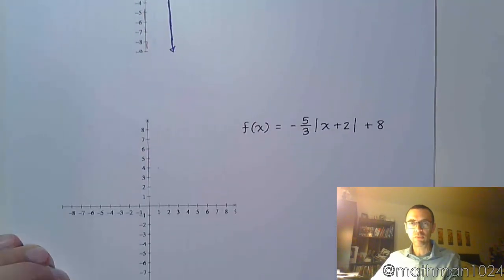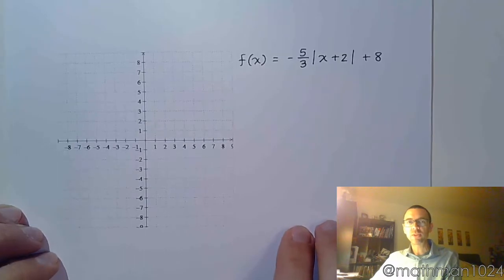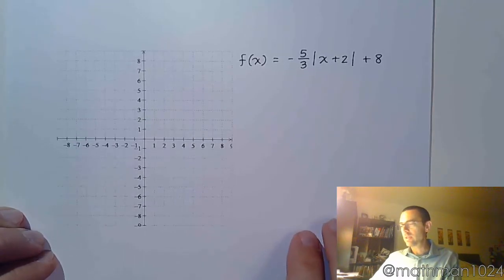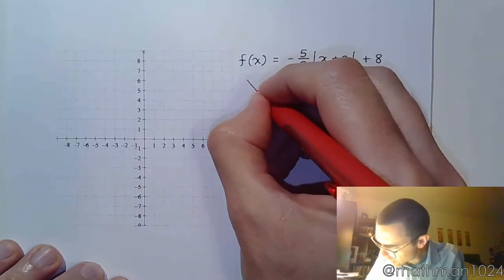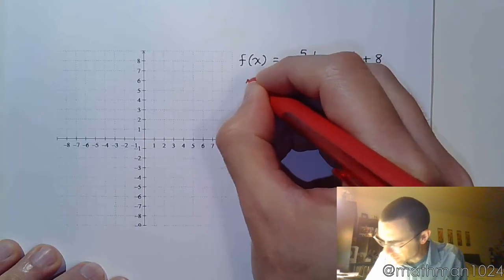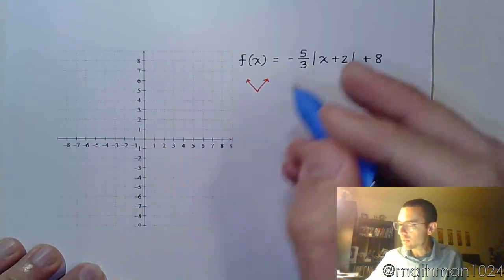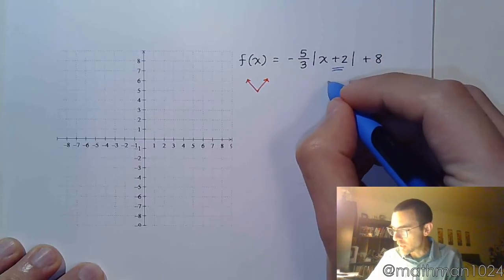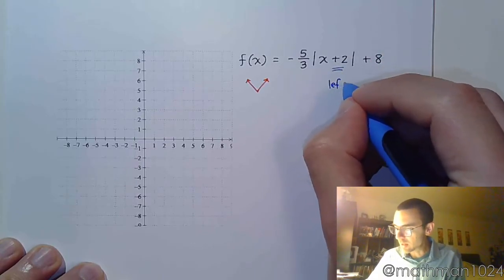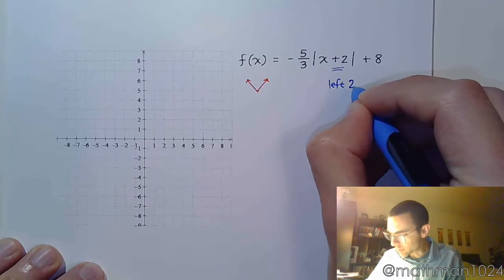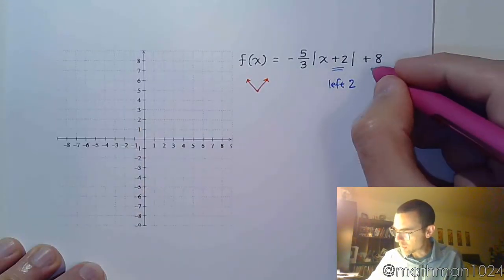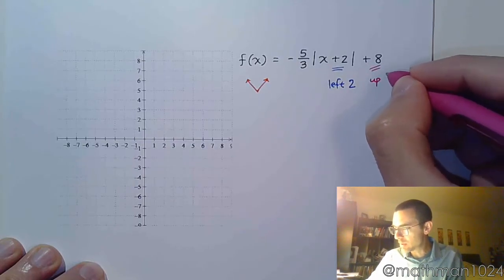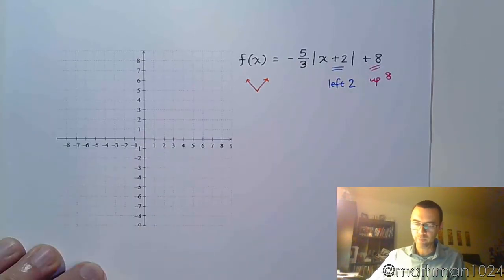All right, one more guy right here. f of x is equal to negative 5/3 times the absolute value of the quantity x plus 2, plus 8. The absolute value tells us the shape is a V. Inside, I see a plus 2. I do the opposite of that because it's inside, so horizontally I'm going to move left 2. The plus 8 that I see out here, I'm going to do exactly what that says, so it's going to be up 8.